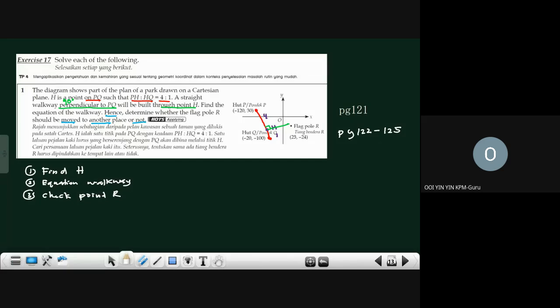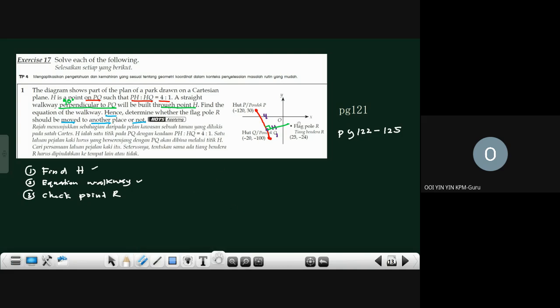So you need to know what to find. We go step by step. To know whether R blocks the walkway, first you need the equation. Once we have the equation, we can know whether the point is on that line. To find the equation, we need the point H, because there are no other points. And we cannot use point R because we don't know whether it passes through R or not. But we are certain the line passes through H. So first find H, then find the equation, and then we check the point.